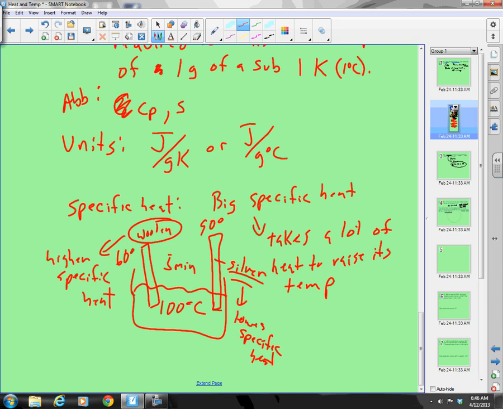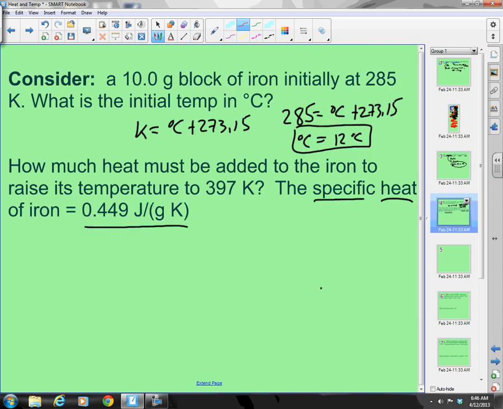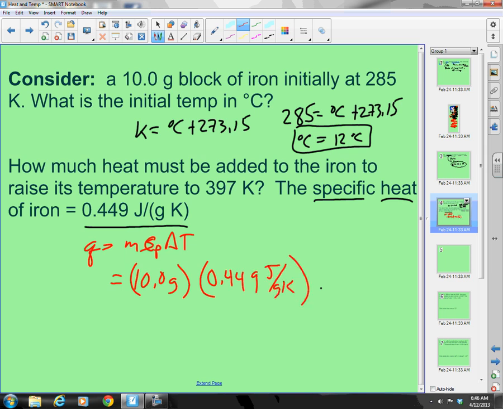All right, here we go. How much heat must be added to the iron? What are we going to do? Q equals m c sub p delta T. What is my m? I have 10.0 grams. What's my c sub p? There it is, 0.449 joules per gram Kelvin. And what's my delta T? How much heat must be added to the iron to raise its temperature?